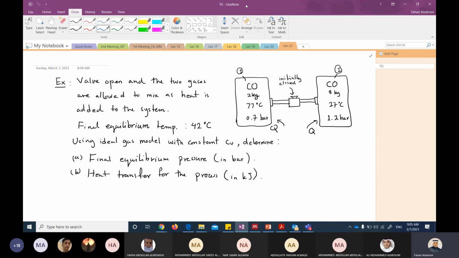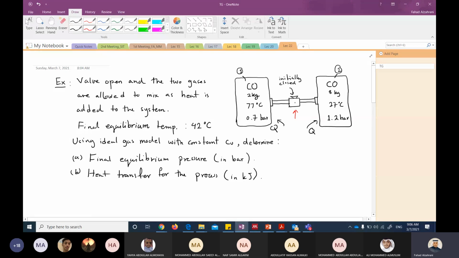As I said, we'll continue with an example today, and this example is important. I'm telling you from now, you might see a similar question in the midterm. So in this example, I have a system that consists of two tanks. These two tanks are connected through a valve, as you can see here. This valve connects these two tanks.